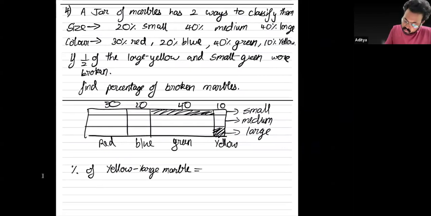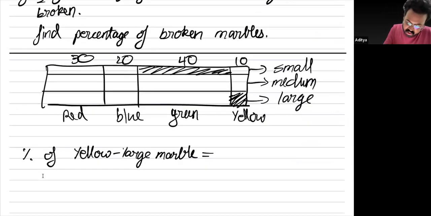Percentage of yellow large marbles will be, you take the percentage of yellow and the percentage of being large. These two fractional quantities, you multiply them, you will get the total number of yellow and large marbles. Because think about it, if you want the area of this tiny rectangle, relate it to the area of the entire rectangle. Area of this rectangle is this side length multiplied by this side length. If this is 10% of the length and this is 40% of the breadth, the total area ratio will also be the product of the percentages, which will be 10% times 40%.